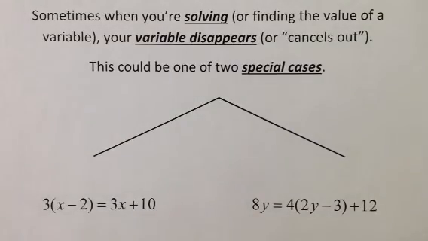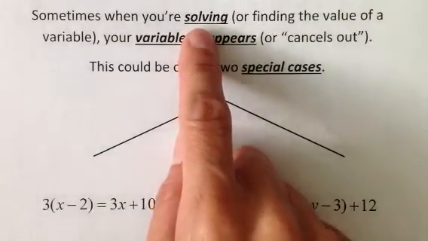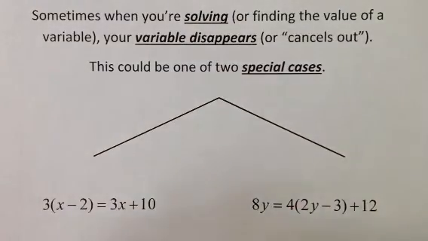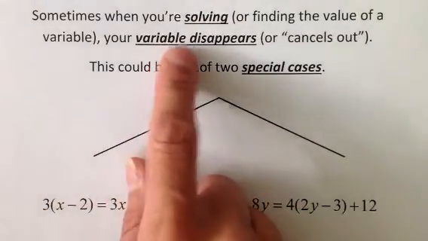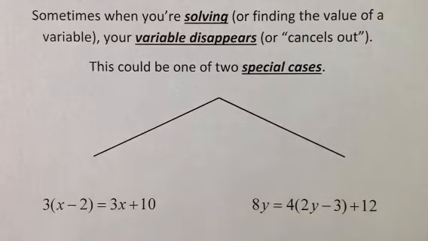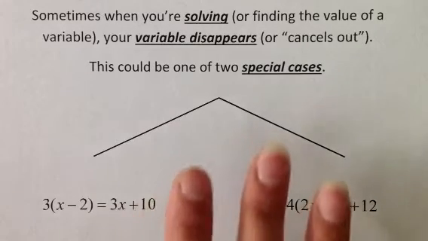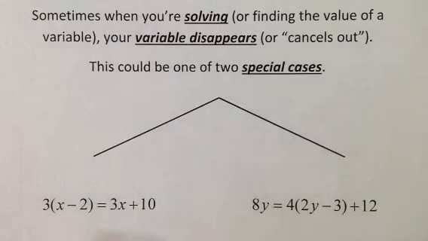Okay, so sometimes when you're solving, which means finding the value of the variable, your variable actually disappears, or cancels out. This could be one of two special cases, so let's look at them. The first one here, let's go ahead and solve that.